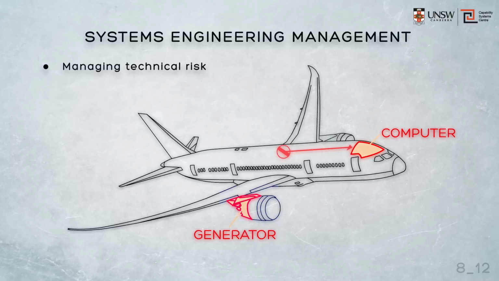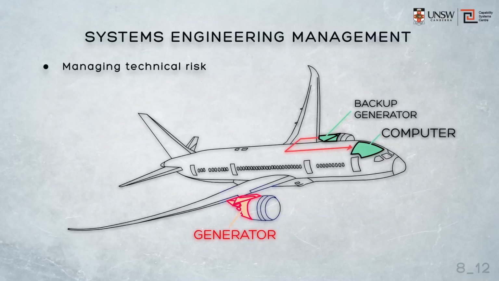No electrical power equals no flight control computer. No flight control computer equals a plane crash. So the engineers revised their design and used the concept of redundancy by adding a second generator to run off the other engine as a backup. If the main generator fails, the backup generator can take over.